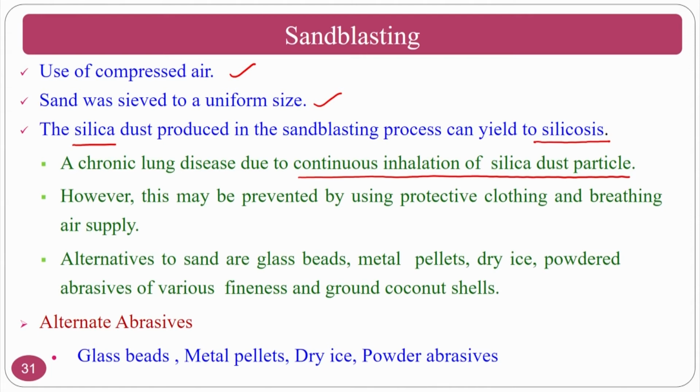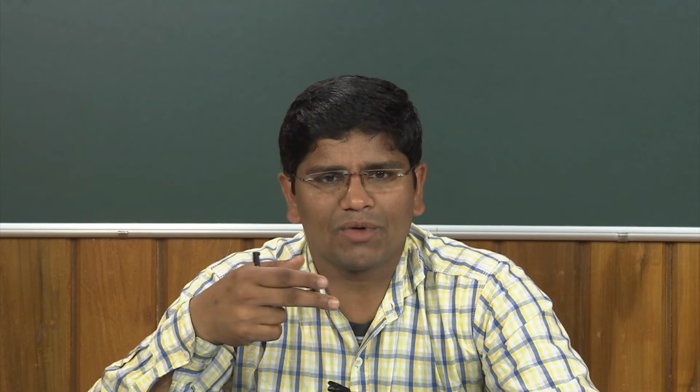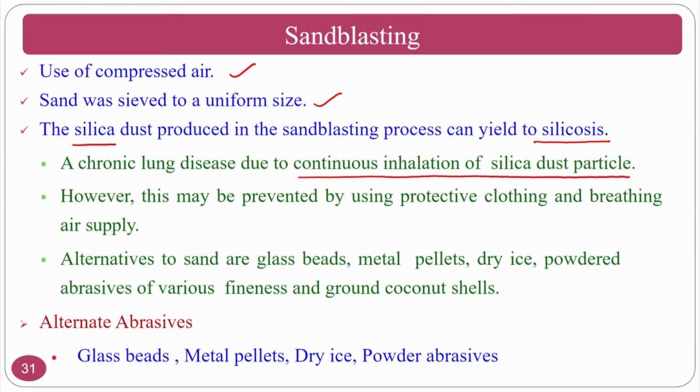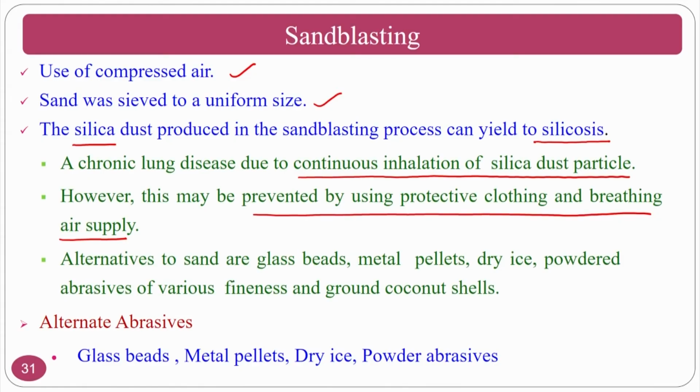What is the problem? If people do not use proper precautions like mask, apron and all those things, what will happen? The silica dust particles will go into the lungs of the person. However, this may be prevented by using protective clothing and a breathing supply. If the operator takes care about the apron, mask and all those things, you can prevent it. Alternatives to sand are glass beads, metal pellets, dry ice, and many other things that can also be used, like these are the particles that you use.